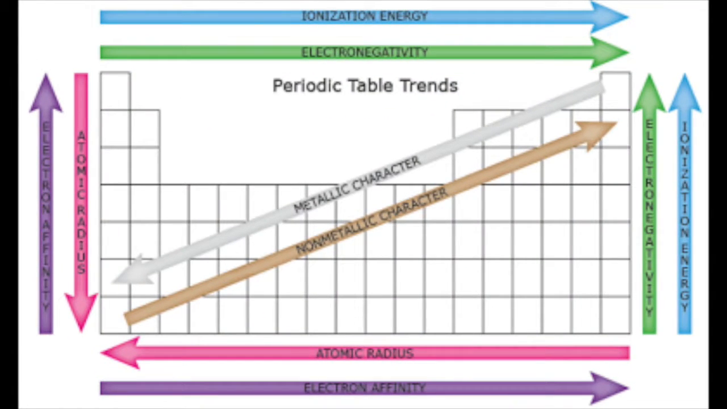So in conclusion, ionization energy, electron affinity, and electronegativity increase as you go across a period and decrease as you move down a group, whereas atomic radius decreases as you move across a period and increases as you move down a group. And lastly, chemical reactivity for metals increases to the left of a period and down a group, and for nonmetals it increases to the right of a period and up a group.